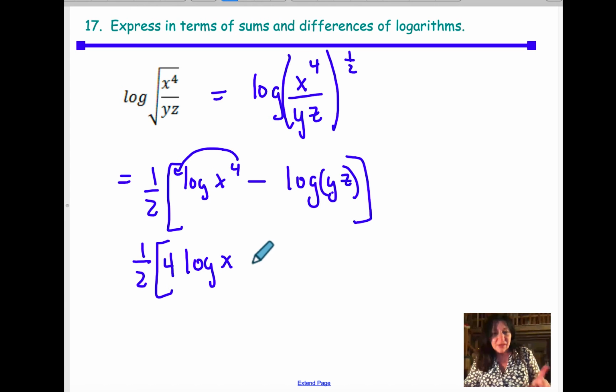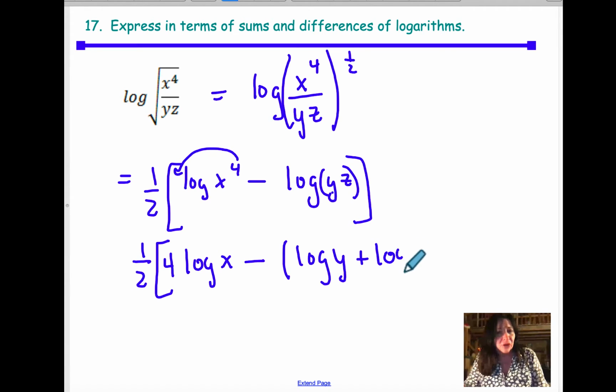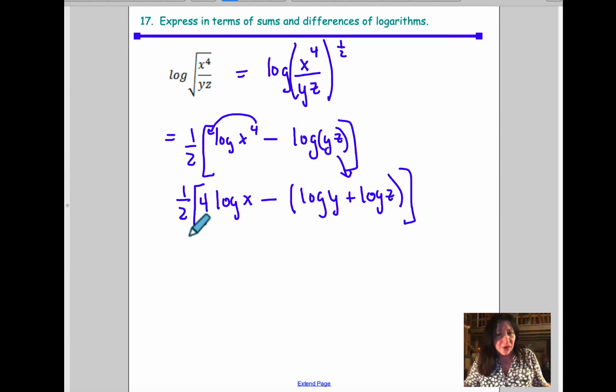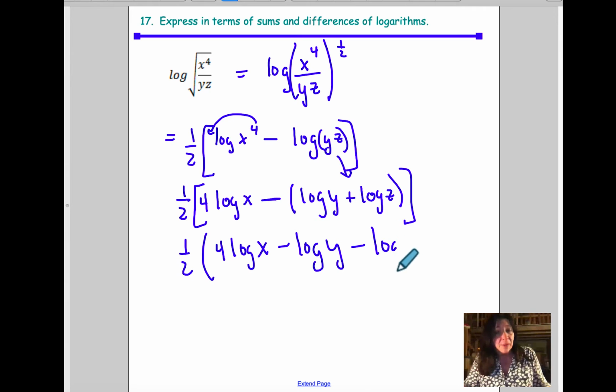So you can either say this, and go minus the quantity, in brackets, log of y plus log of z. See how it's minus that? Because these are multiplying, and multiplying is add. Or what I would recommend that you do, because you do have to simplify it, is go 1/2 times 4 log base 10 of x, and then distribute this minus sign. Minus log base 10 of y minus log base 10 of z.